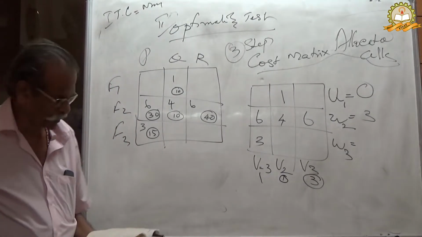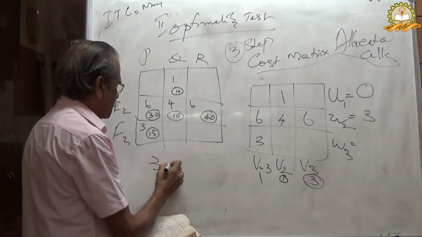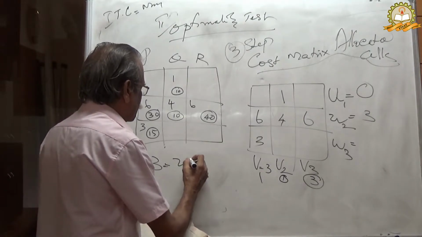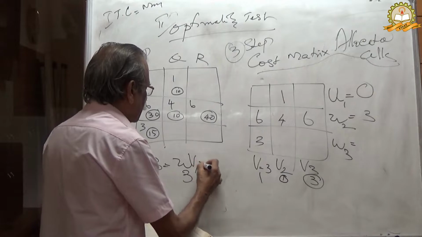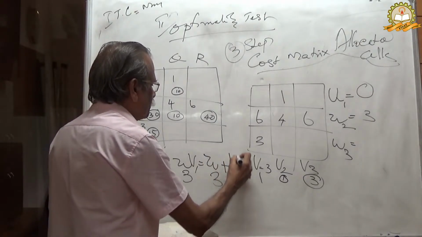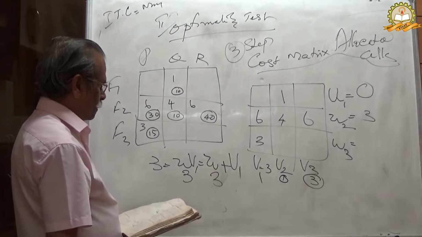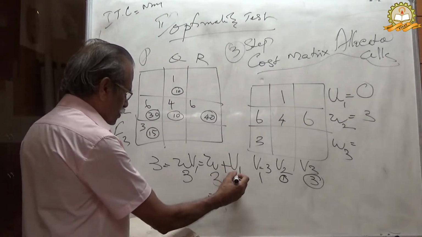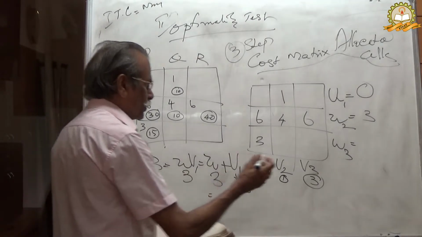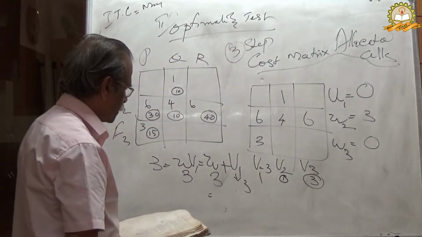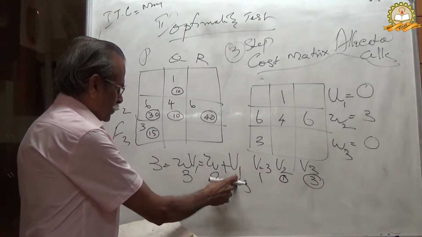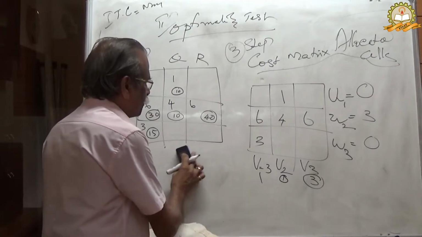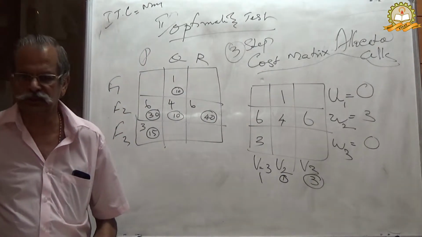Then you consider this 3. 3 equal to third row, first column. Therefore you write u3 plus v1, and you know v1 equal to 3. This is equal to 3. Therefore u3 equal to 0. Therefore we have found the values of u1, u2, u3, v1, v2, v3.